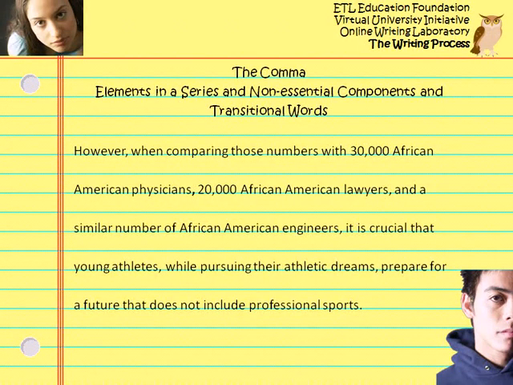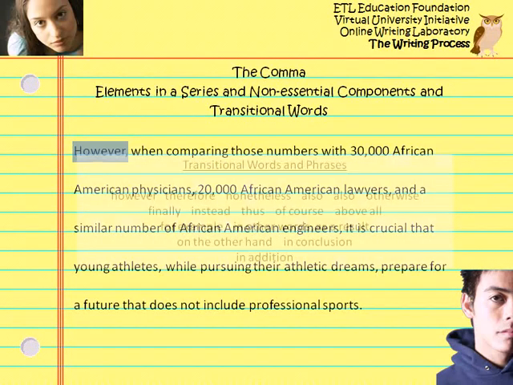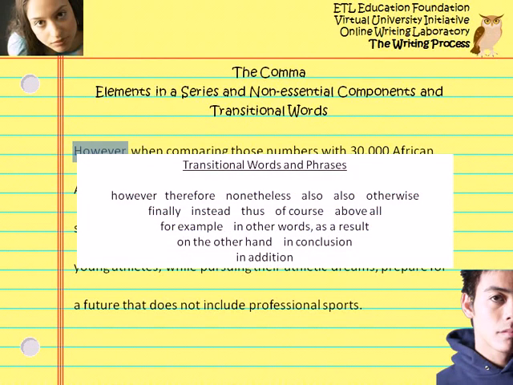This sentence presents several uses of the comma. First, a comma is typically placed after transitional words and phrases. Transitional words and phrases include however, therefore, nonetheless, also, otherwise, finally, instead, thus, of course, above all, for example, in other words, as a result, on the other hand, in conclusion, and in addition.